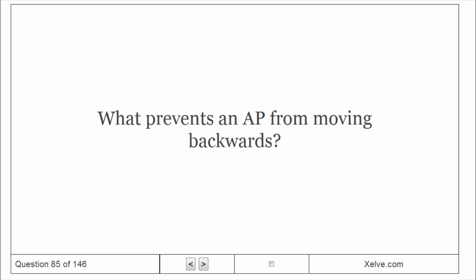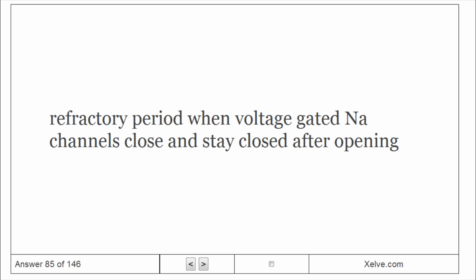What prevents an AP from moving backwards? Refractory period, when voltage-gated Na channels close and stay closed after opening.